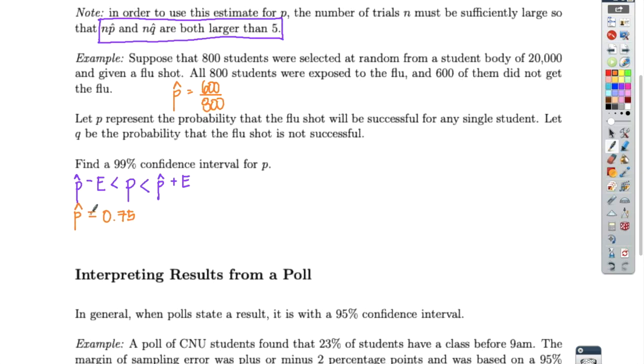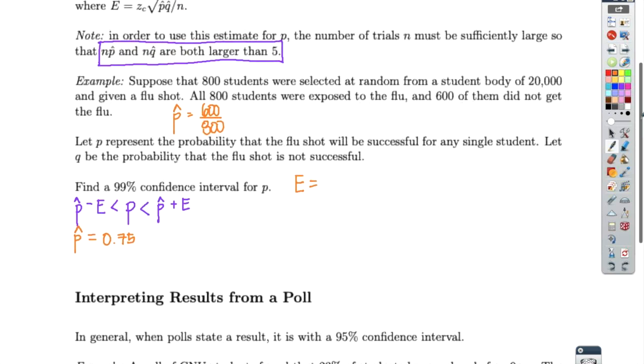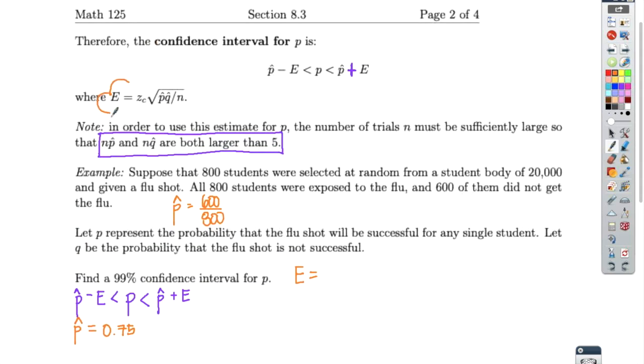And now we just need to find the error. So the formula for the error I'm getting from right here. It's also on your previous page and it's also on your formula packet. So Z sub C, the critical value, using our Z table, times the square root of P hat times Q hat all over N. Okay, so let's think first about our critical value for Z.